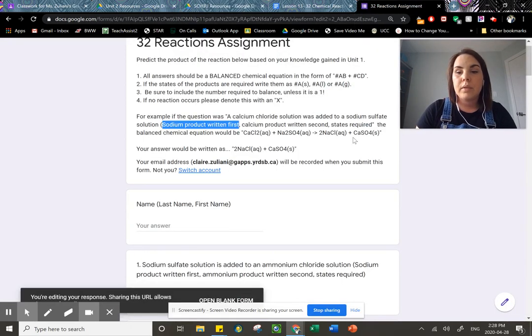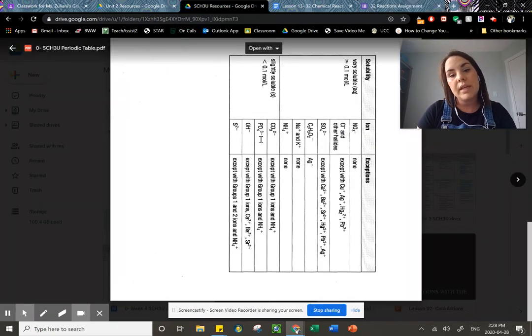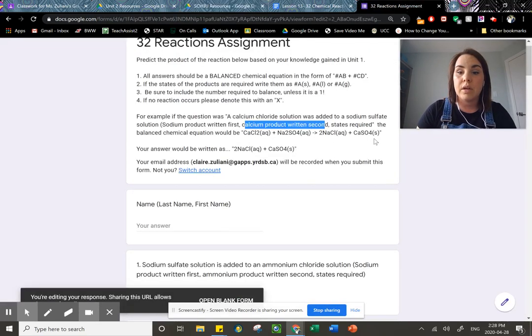And then my calcium product is going to be written second. So I'm going to write calcium. It's got a 2+ charge. It is now going to be with sulfate, which has a 2- charge. If I crisscross those 2's, they're going to cancel each other out. So I'm just going to be left with CaSO4. Again, if I go back and look at my solubility table, SO4 is right here. Most of them are very soluble, but if I look, calcium is one of the exceptions. So calcium sulfate is going to be a solid.